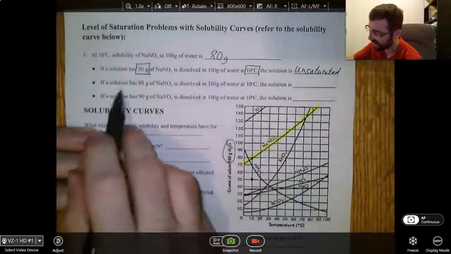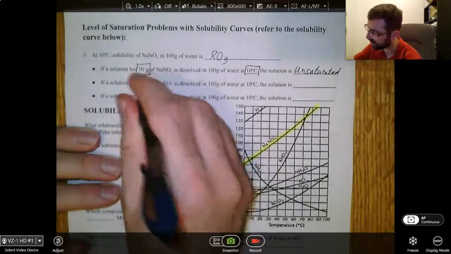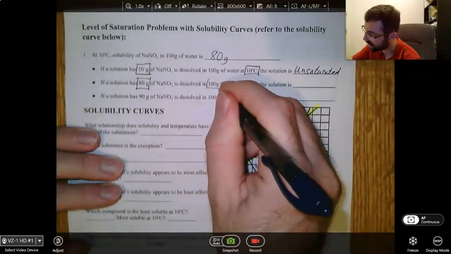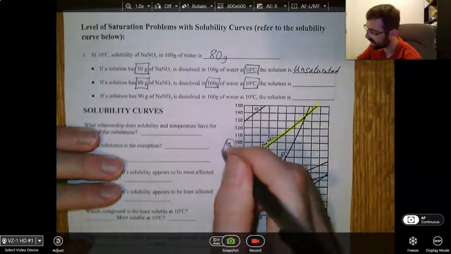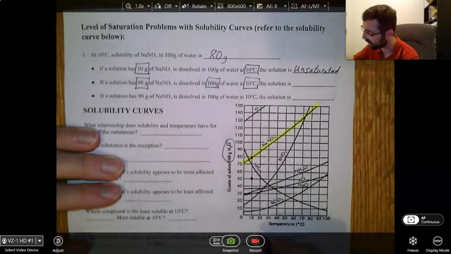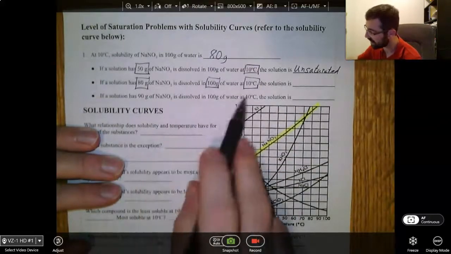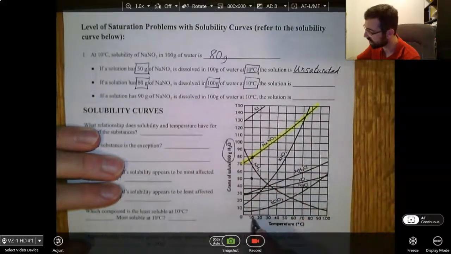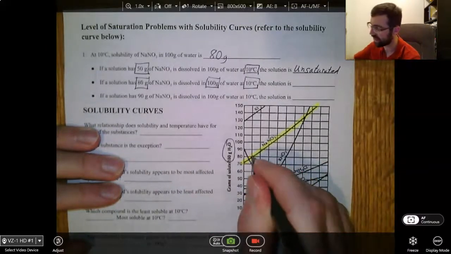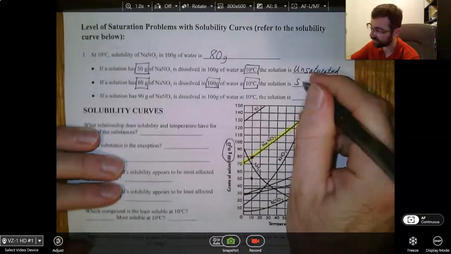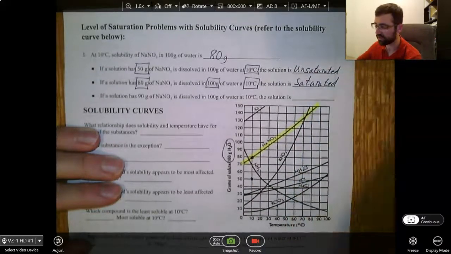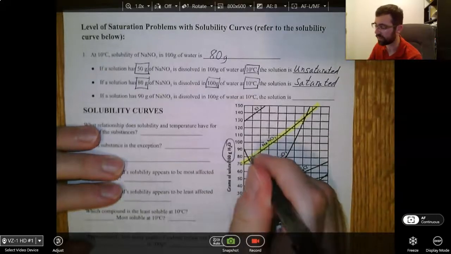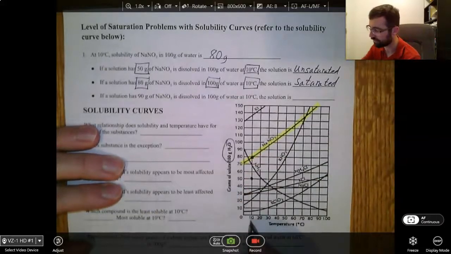If a solution has 80 grams of sodium nitrate dissolved in 100 grams of water at 10 degrees Celsius, well, 100 grams just means this. 80 grams of sodium nitrate, okay, so that's right here. At 10 degrees Celsius, so it's right on the line. That is saturated. Saturated means it's right on the line. It's right at the maximum amount that can be dissolved at that temperature.